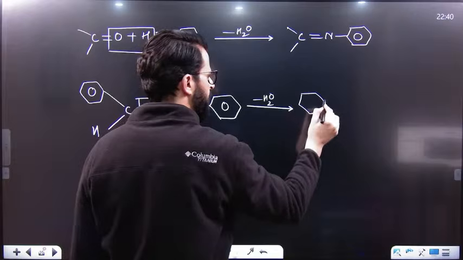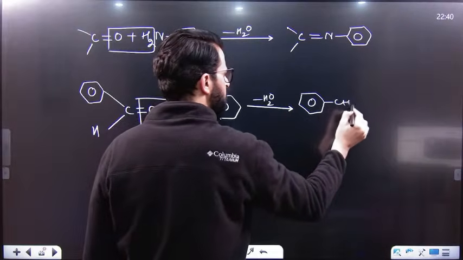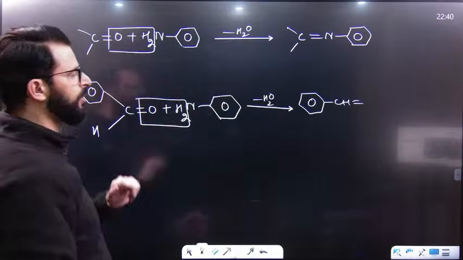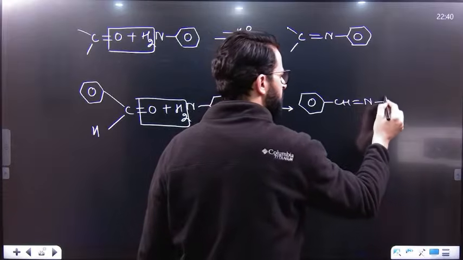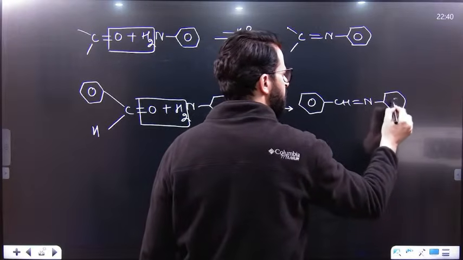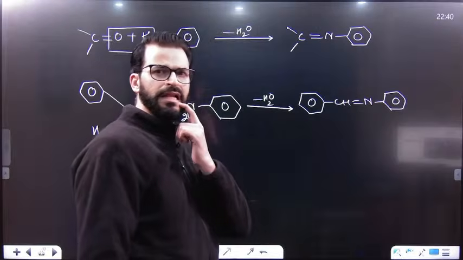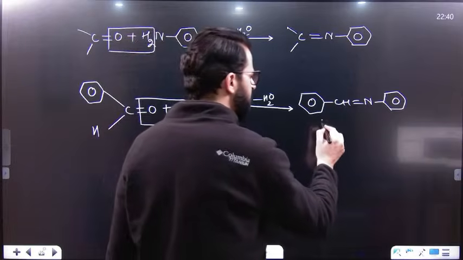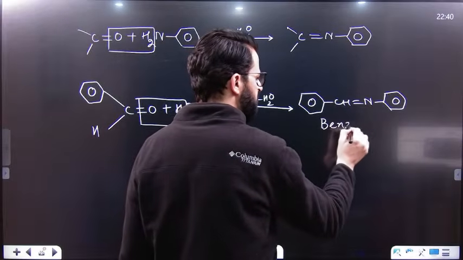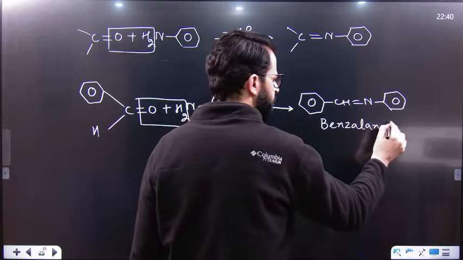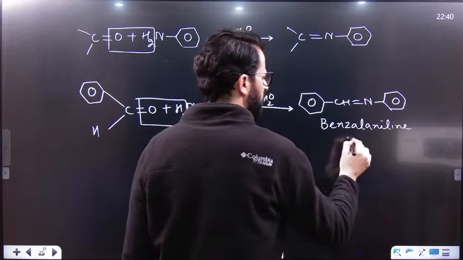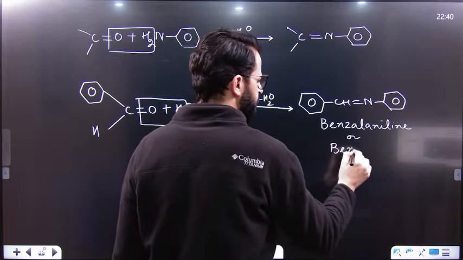What will be the product over here? It will be this, then CH double bond N and then the phenyl ring. This is known as benzyl aniline or benzylidene aniline.